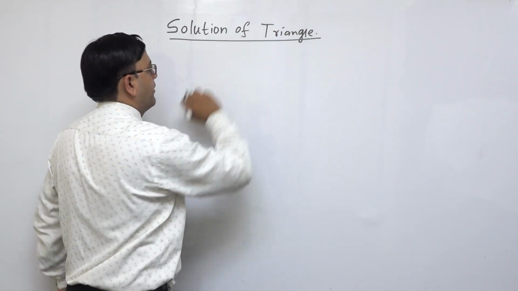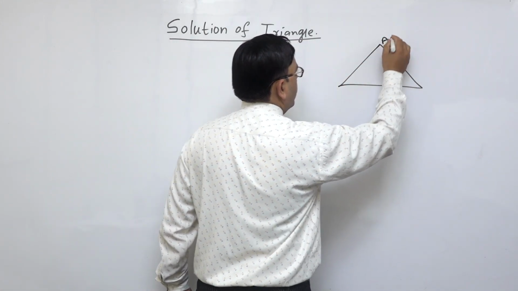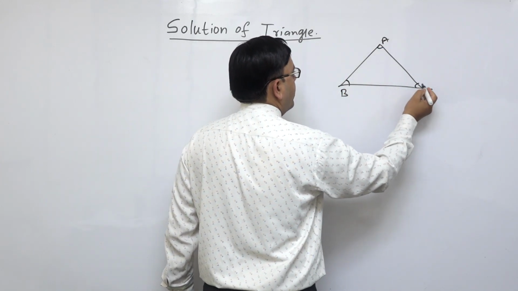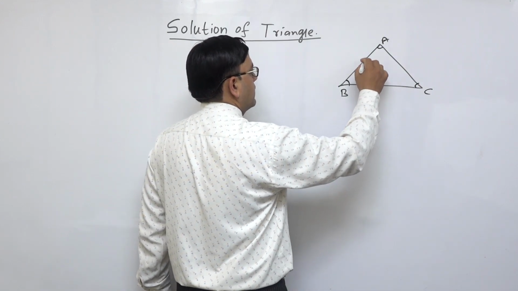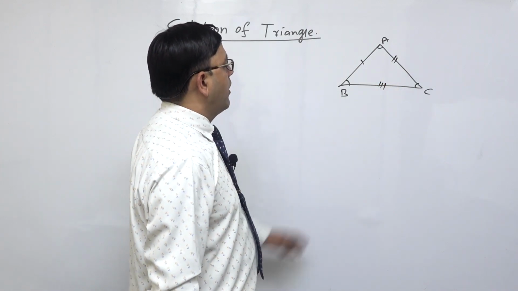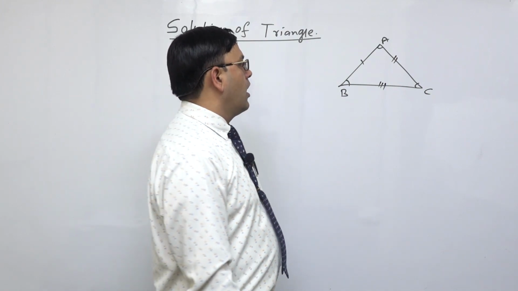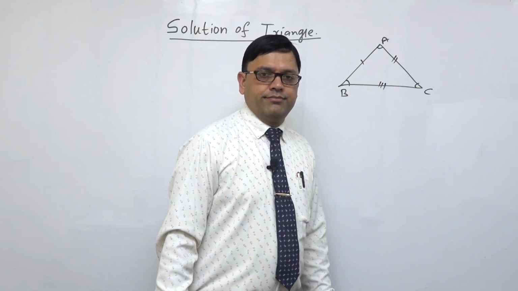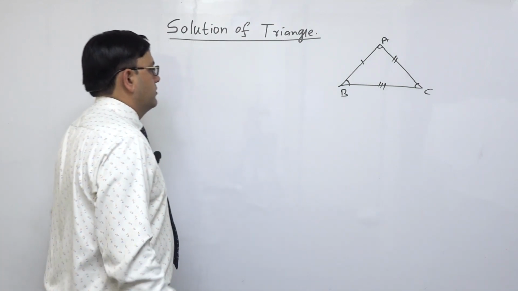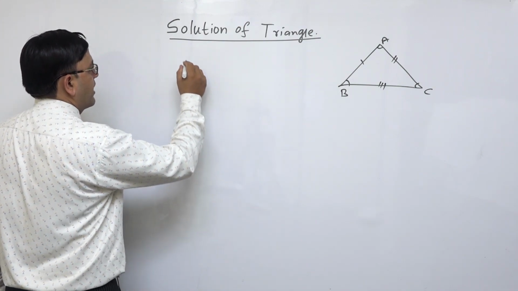In these topics, we have a triangle. Suppose this is a triangle ABC, and you know here 1, 2, and 3 angles, and then 1, 2, and 3 sides here. Maybe all sides are equal, maybe only 2 sides are equal, maybe isosceles, maybe equilateral, or maybe scalene triangle, meaning none of the sides are equal. So we are going to study about this, and we know triangles.